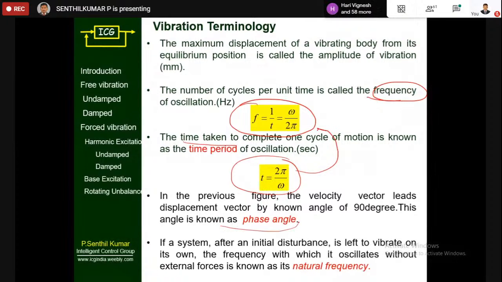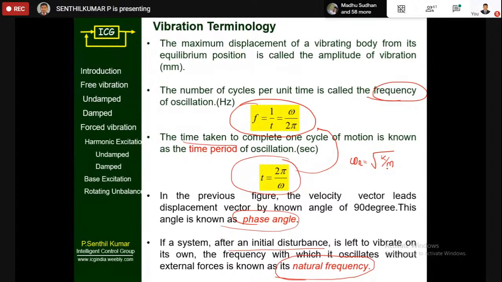What is phase angle? Then what is natural frequency? This is very, very important. After giving an initial disturbance, the system starts vibrating at its own frequency. That frequency is called natural frequency. How do you find natural frequency? Omega n equals square root of k by m. The entire purpose of both units in vibration is to find natural frequency. Whatever problem you take, the ultimate aim is to find natural frequency.